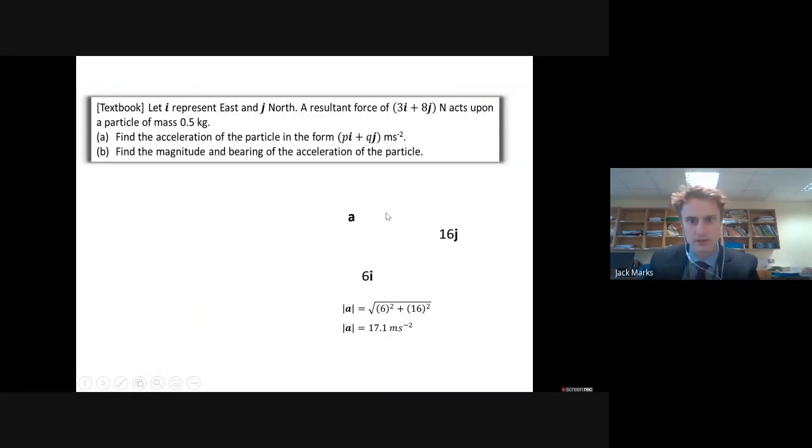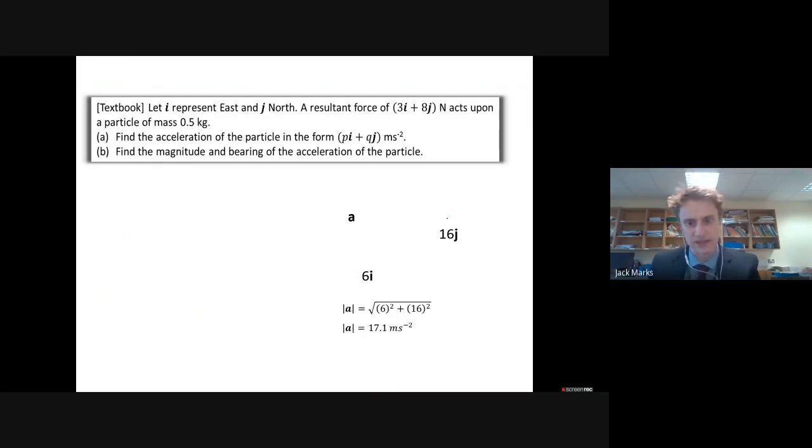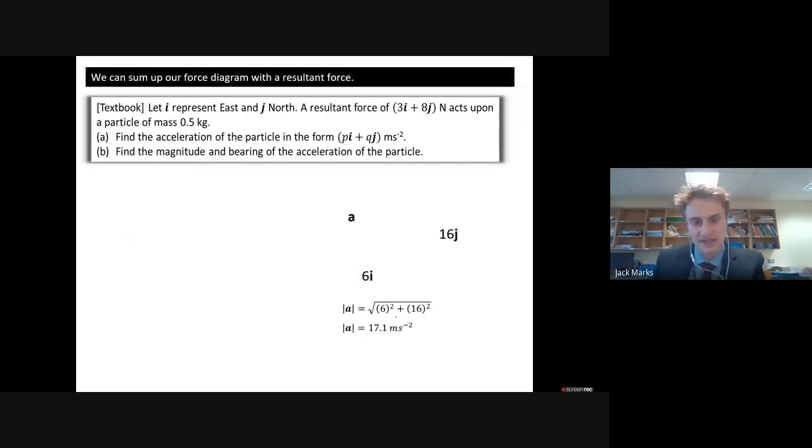So let's reveal. 6, 16. Did we make an error on that one? 6, 16. Oh, we forgot to double that one. Oh dear, that's a bad mistake. So it definitely won't be 10 because it's not a nice, neat number like that. It will give you 17 instead.